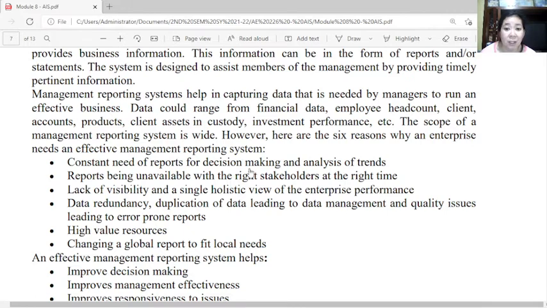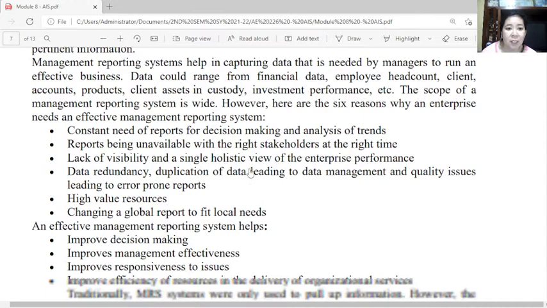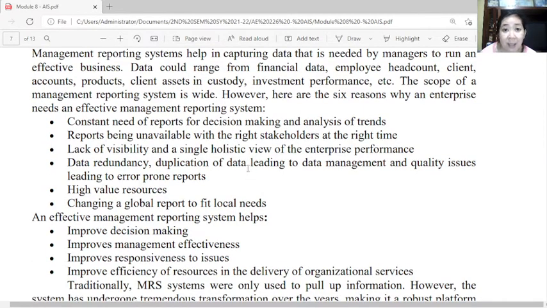However, there are 6 reasons why an enterprise needs an effective management reporting system. Since MRS is considered to be vital, management or the entity really needs to have an effective MRS. Because in this case, the management or the entity constantly needs reports for decision making and for the analysis of trends and other financial analysis, again for decision making.